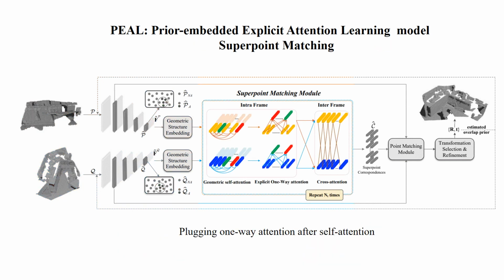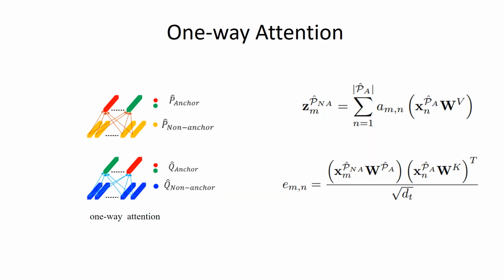Then PEAL explicitly learns one-way attention with the putative overlapping points. We perform one-way attention after the standard self-attention. The one-way attention is computed by explicitly learning correlations between non-anchor superpoints and anchor superpoints. Similar to cross-attention, we compute the feature correlation between the non-anchor superpoints attention features and anchor superpoints attention features. We update the non-anchor superpoints attention features for the two point clouds, while the anchor attention features of them remain unchanged. The one-way attention module significantly improves the feature distinctiveness and final registration performance. For more details, please refer to our paper.